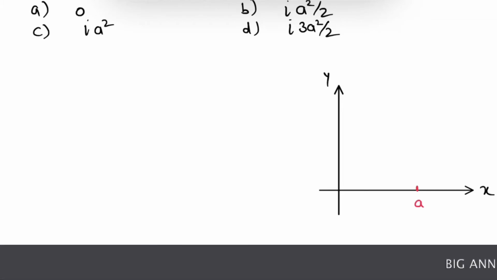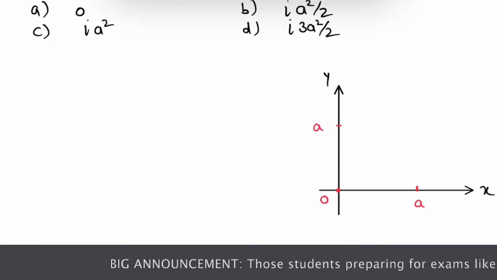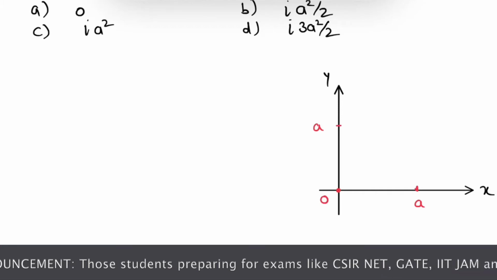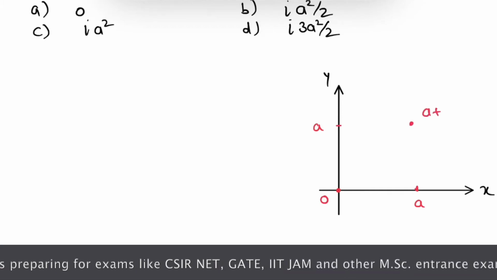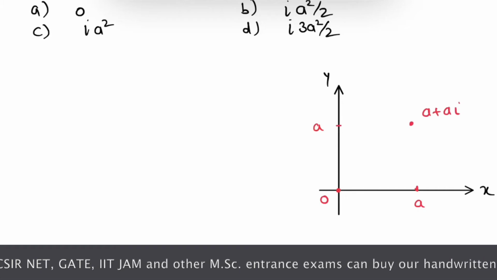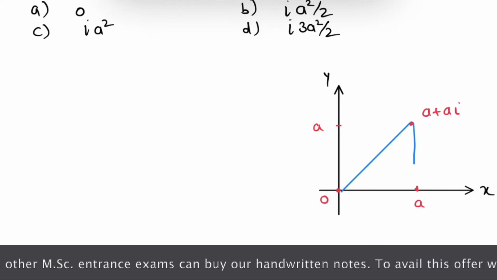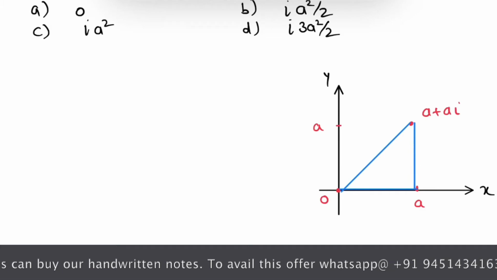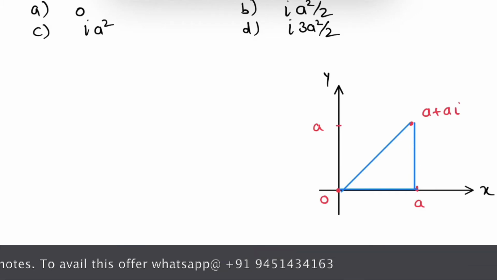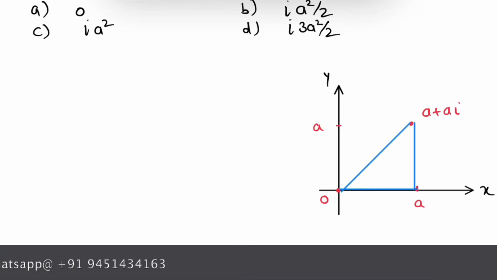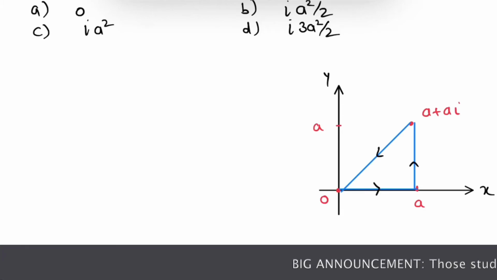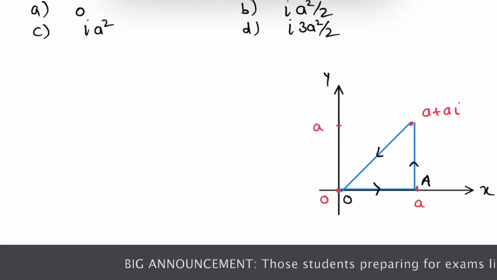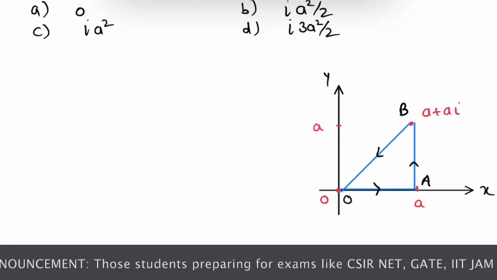Suppose this is point A and this is point A. So this point is the origin, so this will be point 0, this will be point A, and this point will be A plus A iota. This is the required triangle, so this is triangle delta. We have to find the integral in the counterclockwise direction, so its direction will be in this direction. Suppose this point is O, this point is A, and this point is B. Now let's find the integral.